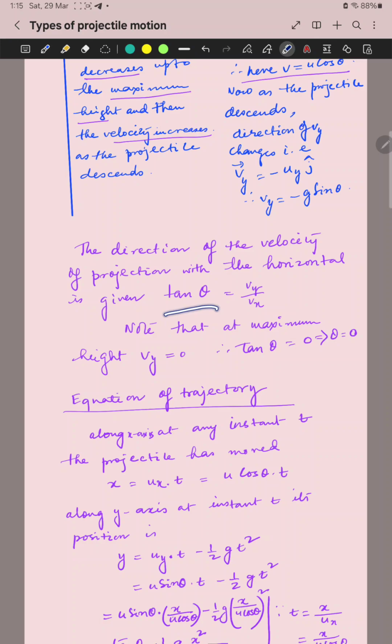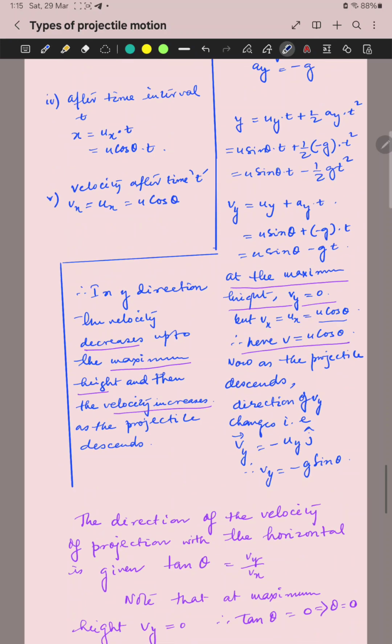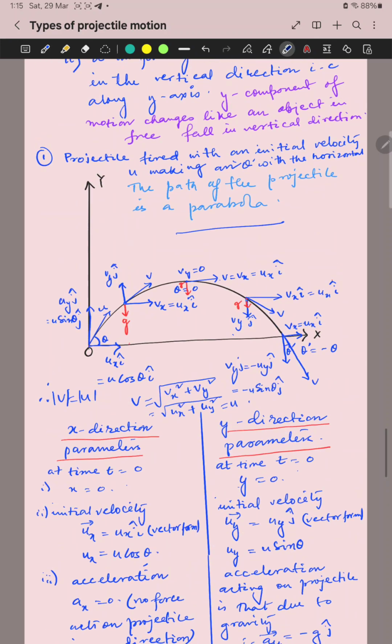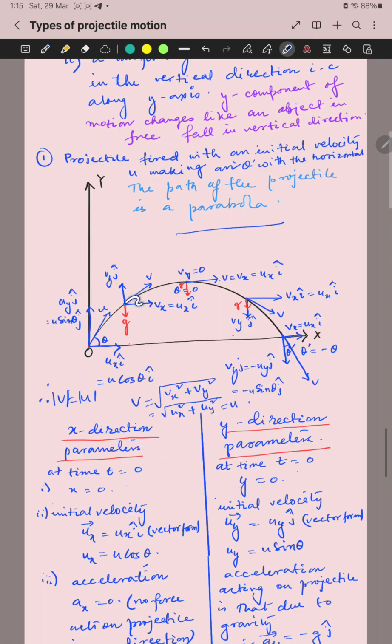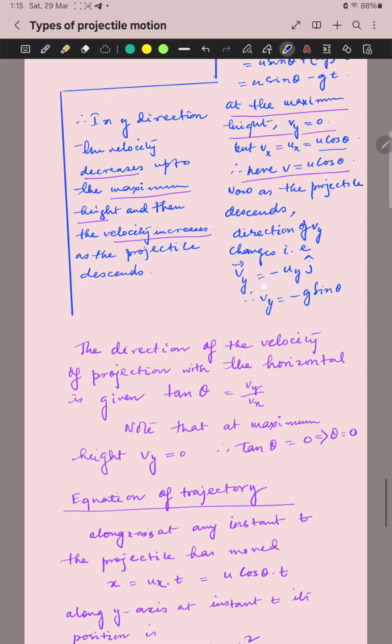The direction of the velocity of the projectile with the horizontal, that is if we want to find theta, we have to take tan theta equals vy by vx at any instant, say at this instant here. This is vy and this is vx. So if this is theta, then tan theta will be given by vy by vx, that is perpendicular by base.